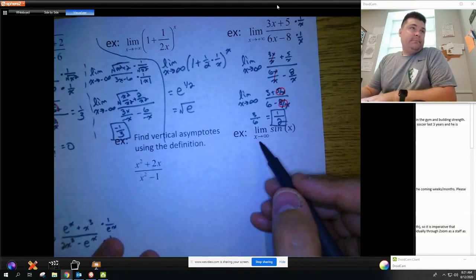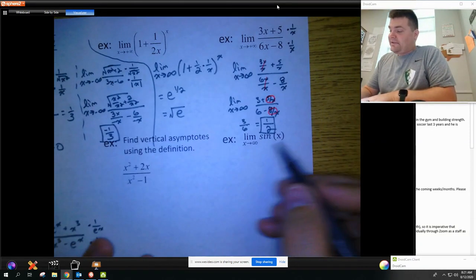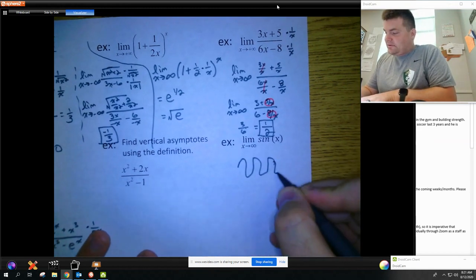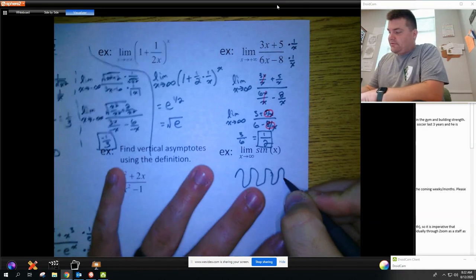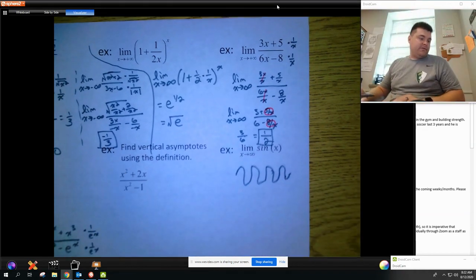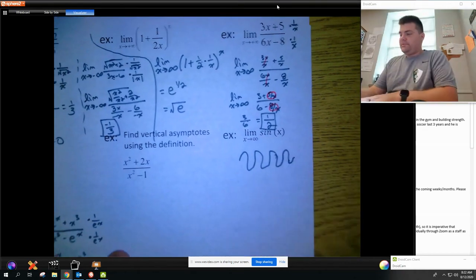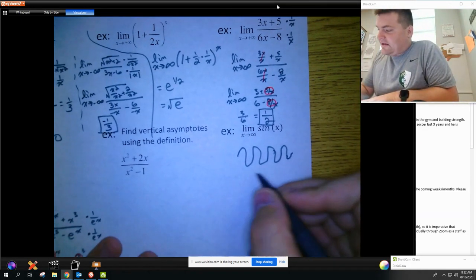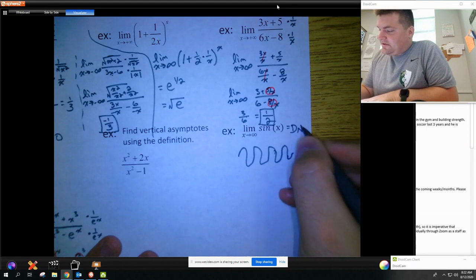For the sine one, what's the end behavior of sine? So essentially, sine looks like this, and it's going to keep doing this over and over and over again. Since it goes up and down, it oscillates. So this is going to be a does not exist.